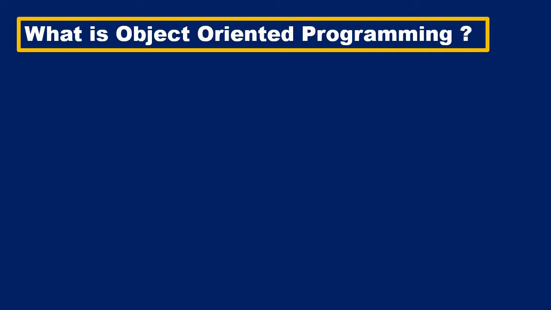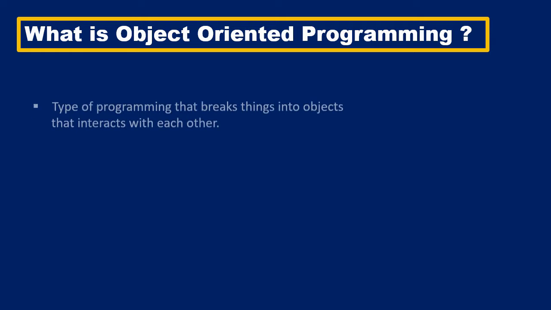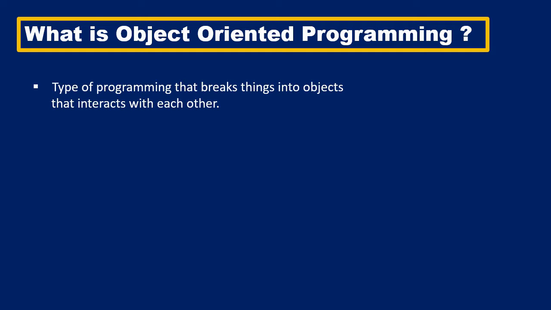Object-oriented programming is a type of programming that breaks things into objects that interact with each other. So if you're trying to solve a problem with programming, you can break the various types of problems into objects that interact with each other. In object-oriented programming, objects are created from classes. A class is like a template from which objects are created.